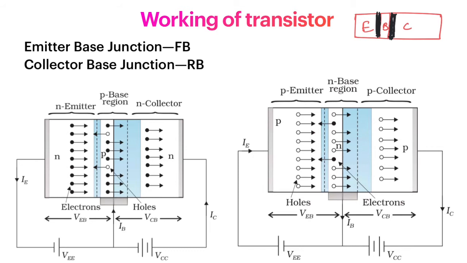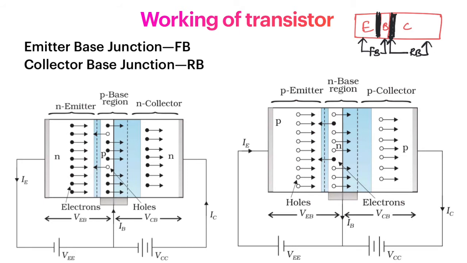Two junctions are formed. The emitter base junction should be in forward bias. Then this base collector junction should be in reverse bias. Understand? FB stands for forward bias, RB stands for reverse bias. Why? Because this is the basic condition for the working of a transistor.